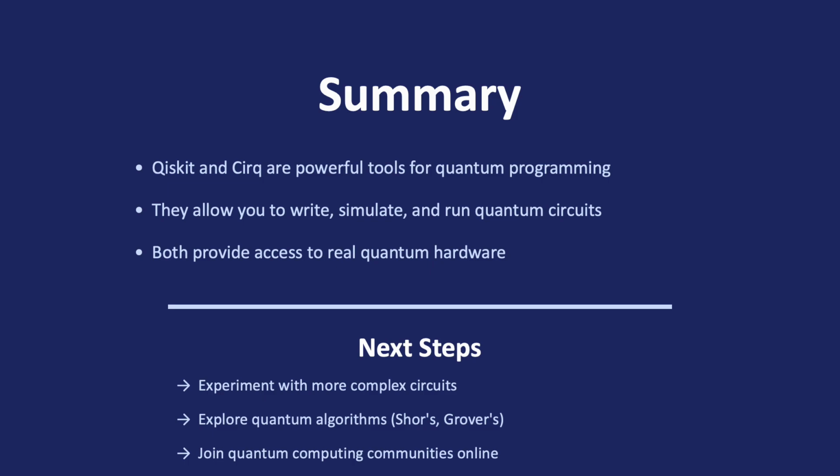Let's take a moment to review what we have covered today because I think you have absorbed quite a bit. Qiskit and Cirq are two powerful frameworks that make quantum programming accessible to everyone. They are free, open source, and backed by major tech companies. They allow you to write quantum circuits, test them on simulators, and run them on real quantum hardware. These are remarkable tools that didn't exist just a few years ago, and now they are available to anyone with a computer and an internet connection.